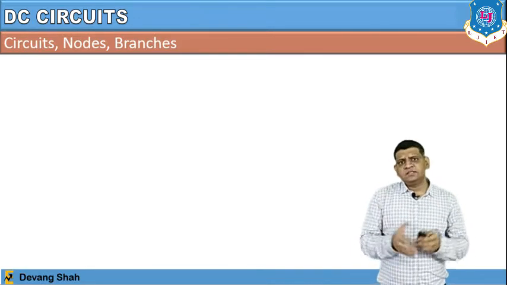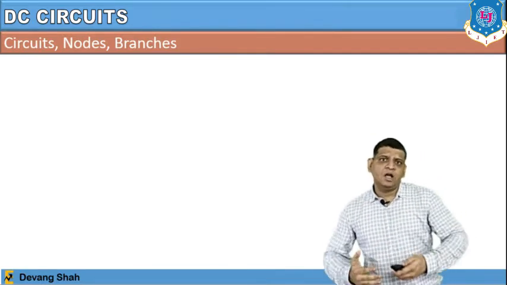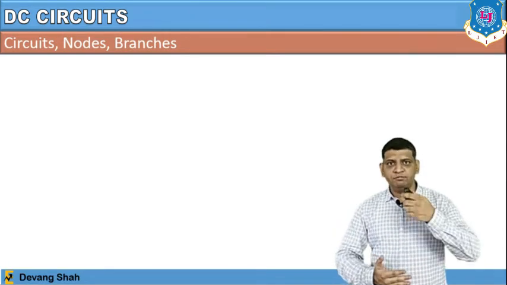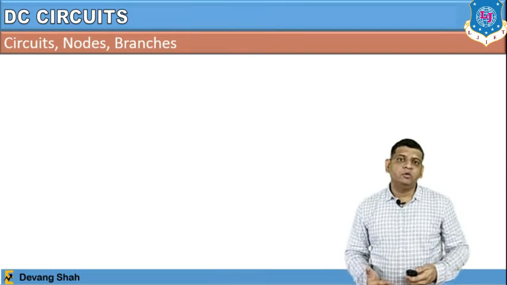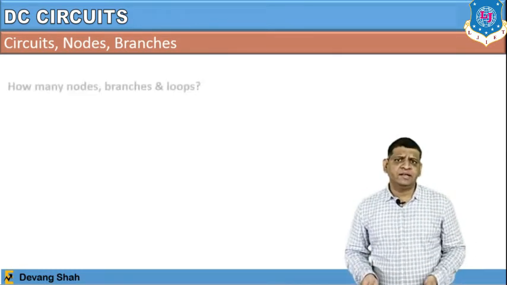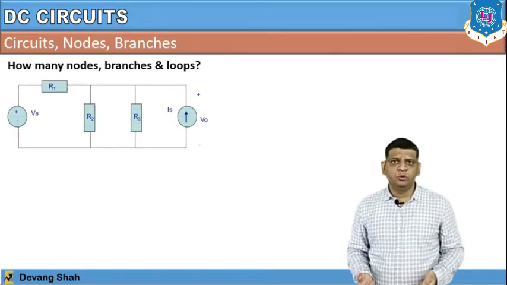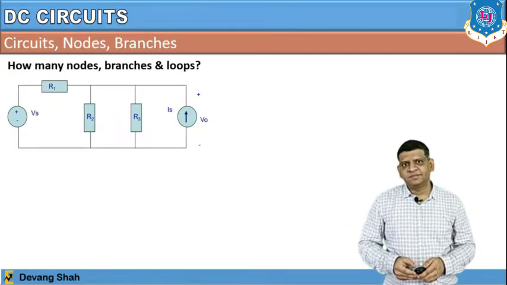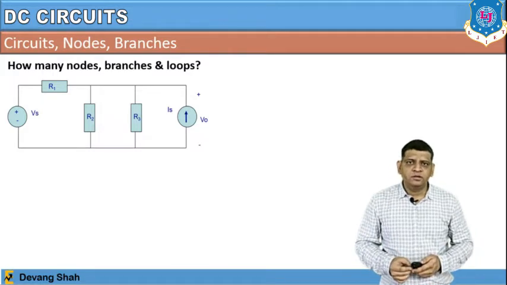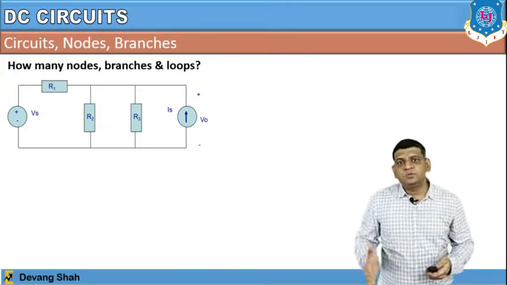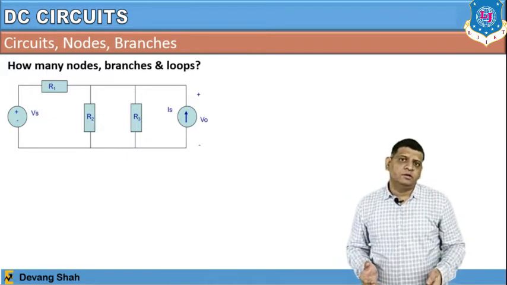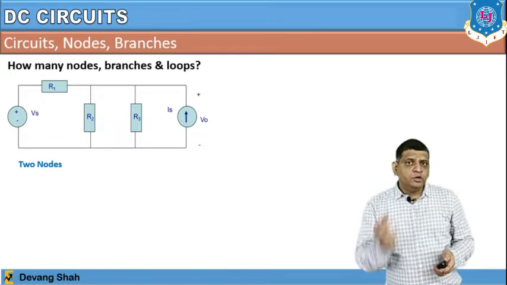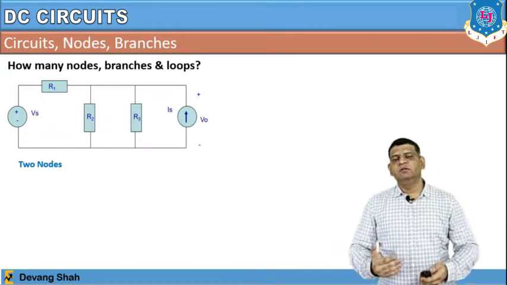Now before that, let's start with some important exercises. How can you identify branches, how can you identify nodes, and how can you identify the loops? First let's start with the nodes. You can see this circuit. Can you guess how many nodes are there? Most of the students make a mistake, saying that there are three nodes, but ultimately there are two nodes, right? I already told you, a node means three or more wires are connected at a single point, right?